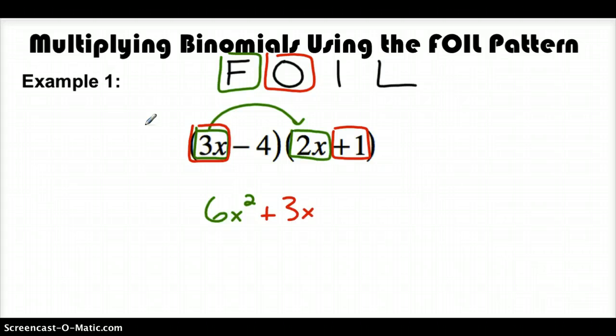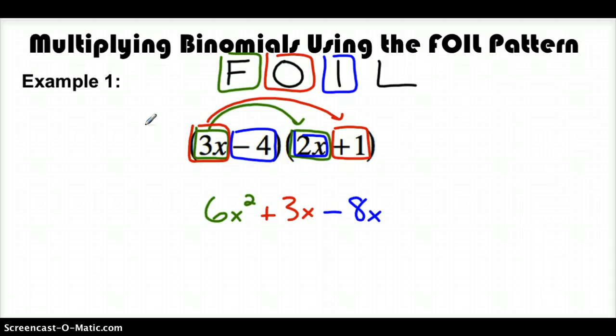The next ones we had were inside. So the inside terms here, sorry, I forgot to draw the red arrow, in case anybody likes those arrows. The next one is inside in blue, so that's going to be the negative 4 times the positive 2x, which will give us a negative 8x. Now remember, negative times positive is negative. We taught you guys that stuff for a reason. And now finally, the last times the last, that's going to be in black. So last times last, negative 4 times 1 is just going to give us a negative 4.